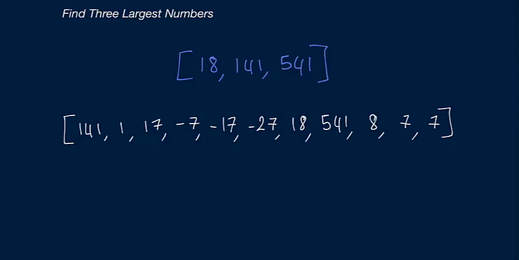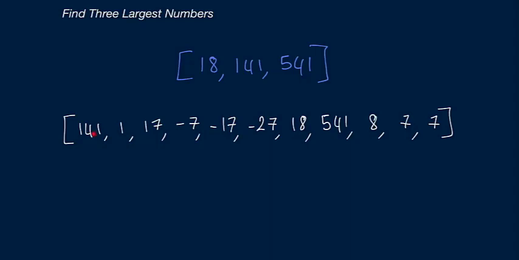It could be sorted, but you're not told anything about the order of the numbers, so it could be completely out of whack. Like in the example that I've got in front of me here, this array is definitely not sorted. And you are tasked with finding the three largest numbers in this array. And you want to return a sorted array of these three largest numbers.